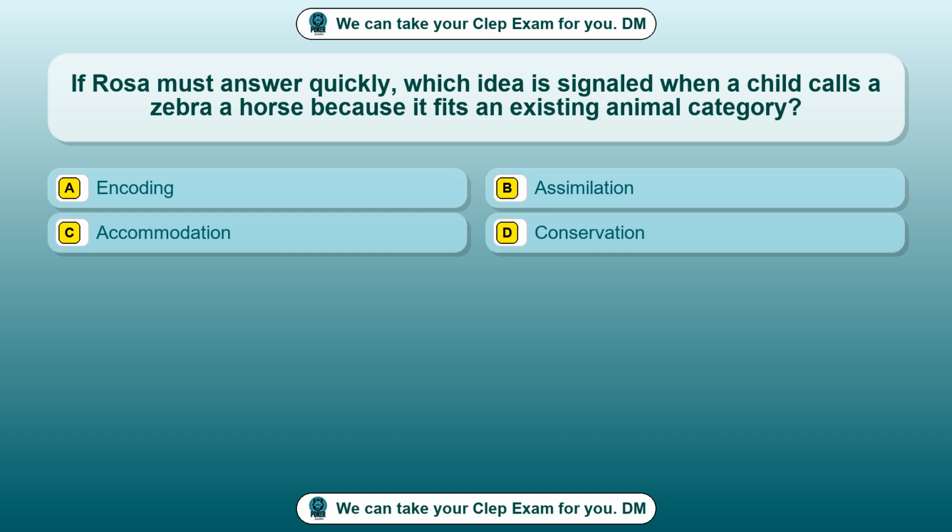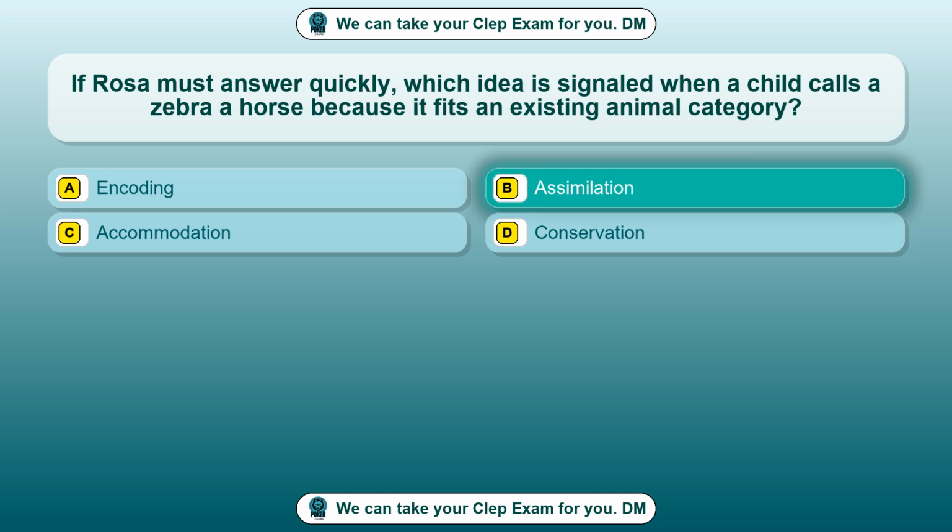Question 14. If Rosa must answer quickly, which idea is signaled when a child calls a zebra a horse because it fits an existing animal category? Option A, encoding. Option B, assimilation. Option C, accommodation. Option D, conservation. The correct answer is option B, assimilation.